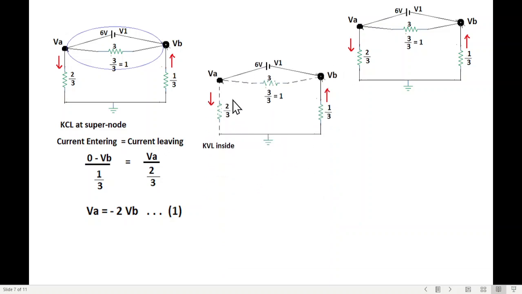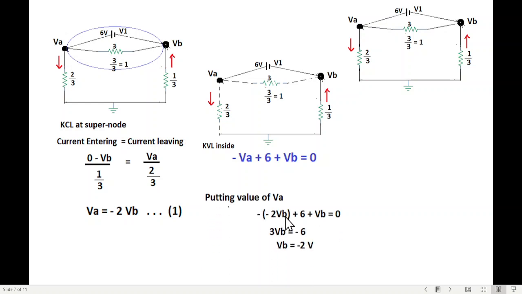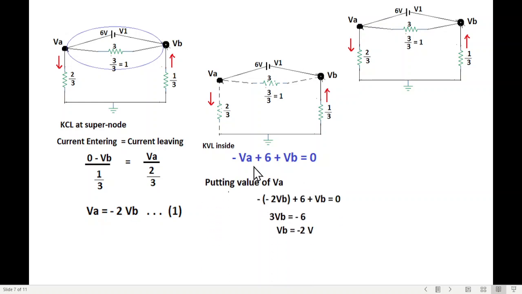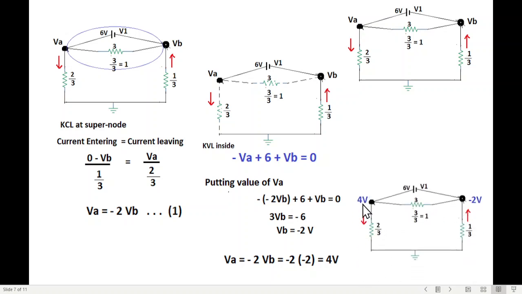So in the KVL equation, we just consider the voltages. The KVL equation will be from here minus VA, then plus 6V, and plus VB is equal to 0. Now putting in the value of VA in this and solving, we get VB to be minus 2 volt. And putting the VB value here, we get VA to be 4 volt. So what we have achieved is that we have now found the value of VA and VB, and now we can solve this circuit further to find the currents.